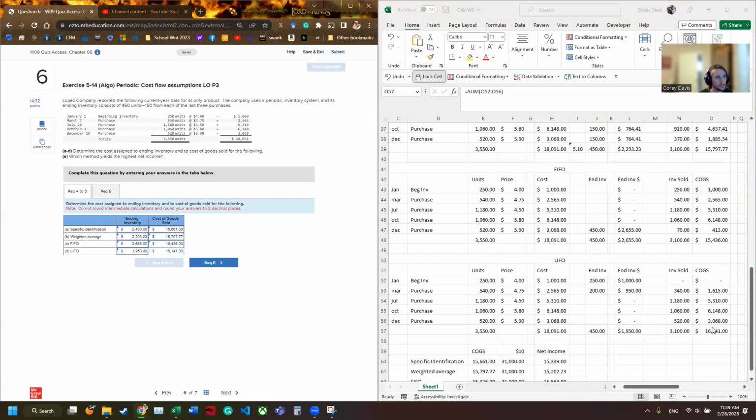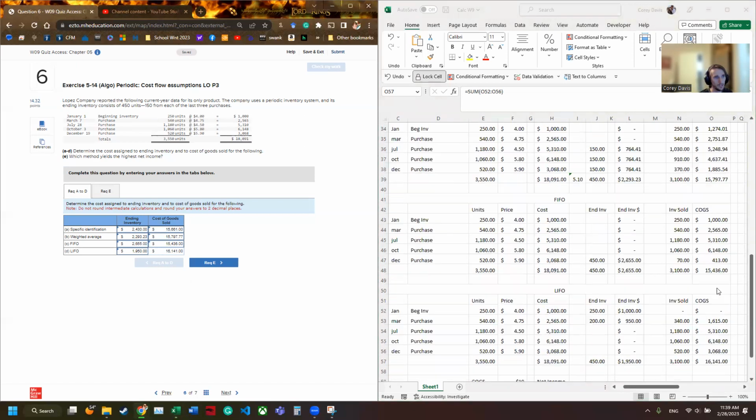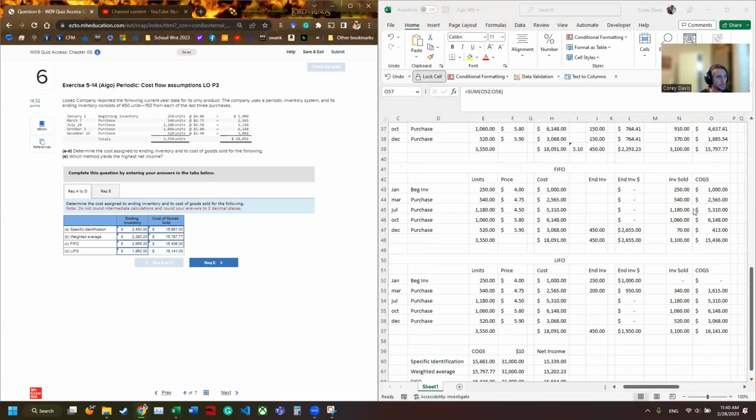And that is higher because our price is rising. That means that we're saying that our cost for these units that we sold were higher, because we sold these ones first. Where here it's the lowest out of all of them, because we're saying that we sold these ones first, and then our highest costs, we only sold 70 at our highest cost. And so our cost of goods sold is lowest here. Weighted average is somewhere in between those two, as it should be.